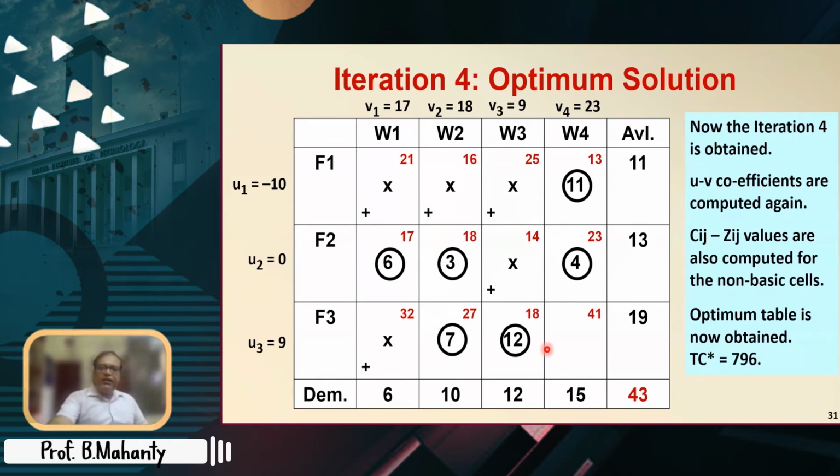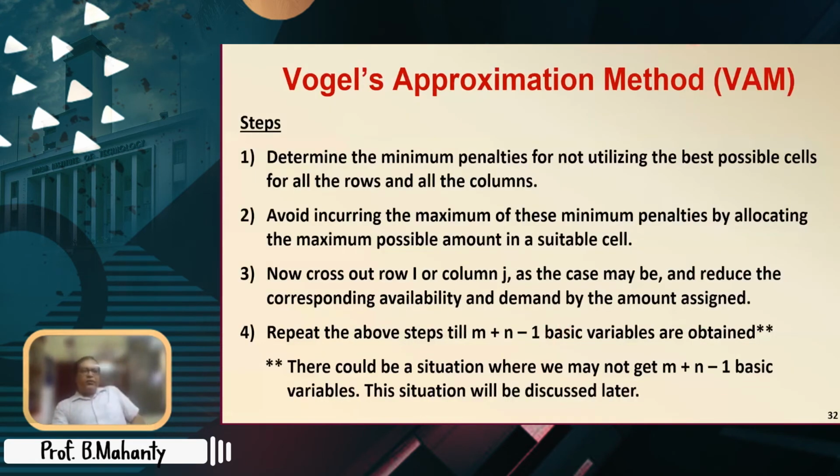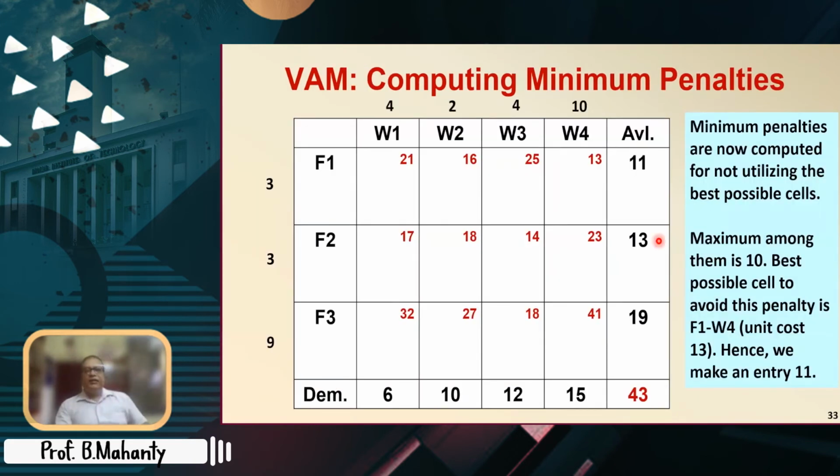So this is exactly what is exploited in the Vogel's approximation method. Let me tell you the steps. First of all, determine the minimum penalties for not utilizing the best possible cells for all the rows and all the columns. So we are talking about the minimum penalties. So what are some minimum penalties?